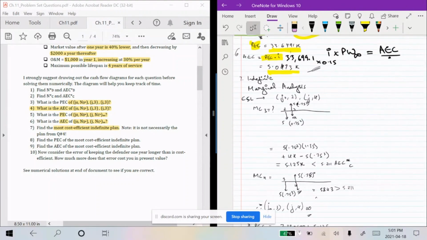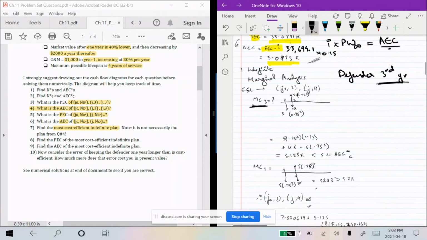Getting back to question number 7. That was the one with the infinite plan. So now we need to find the cost of using the Defender in the third year. Because we know that using the Defender for 2 years is the best plan for using the Defender alone. But we need to find the best plan for using the Defender and the Challenger together. So for that, we find the cost of using the Defender in the third year. That is called the marginal cost.